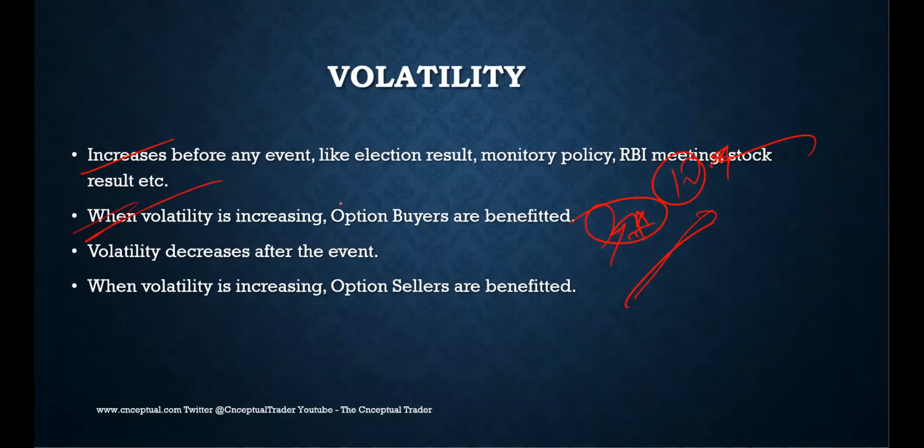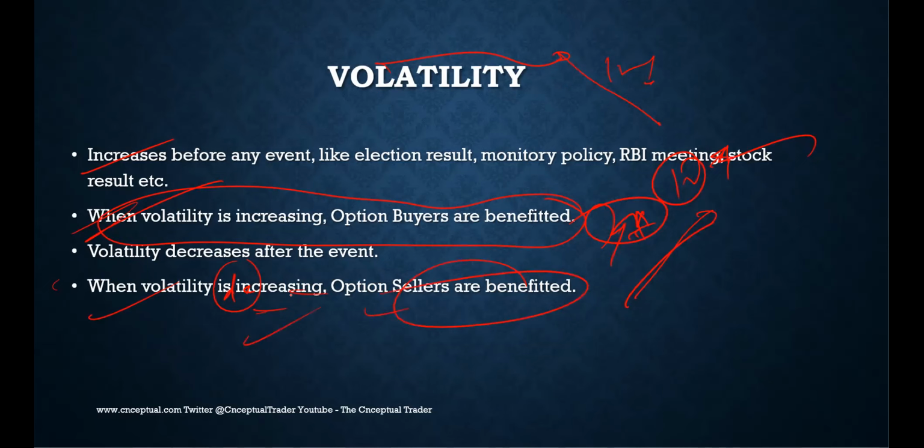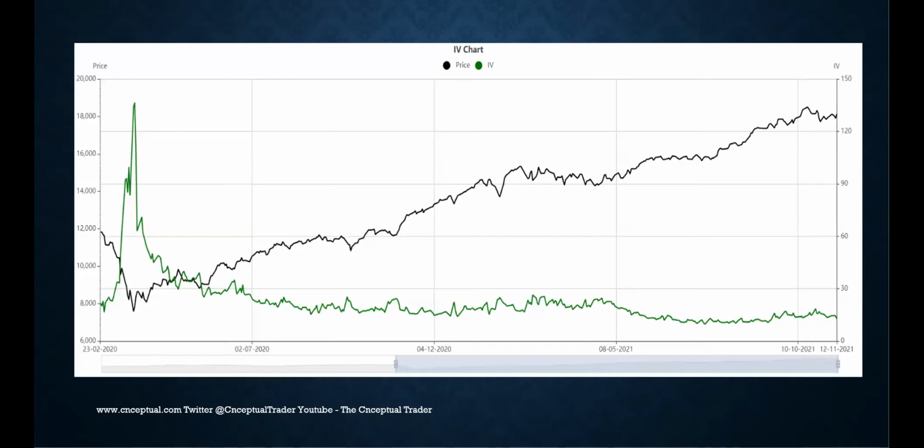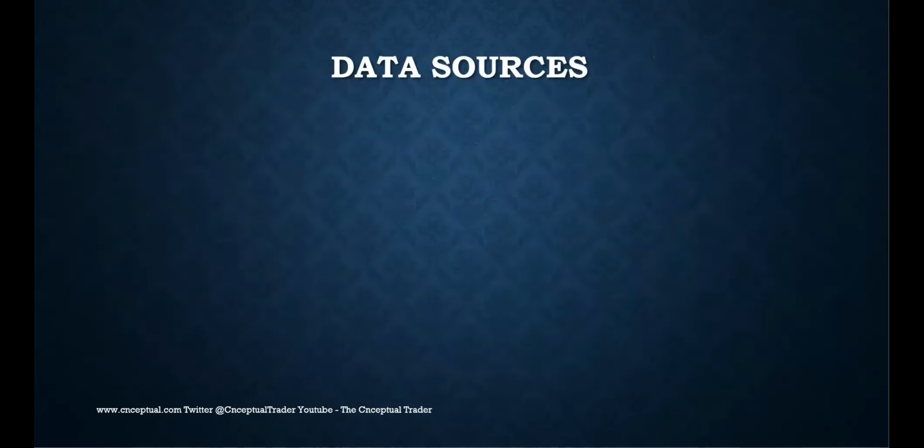So whenever volatility is increasing, option buyers are benefited, and volatility decreases after the event. Whenever any such event happens, after that IV starts going down. And when volatility is decreasing, this is a misprint, guys. Instead of increasing, it should have been decreasing. Whenever volatility is decreasing, option sellers get benefited. You can see this sharp rise in IV during the COVID fall. You must be remembering how much the options were increasing in value at that time.